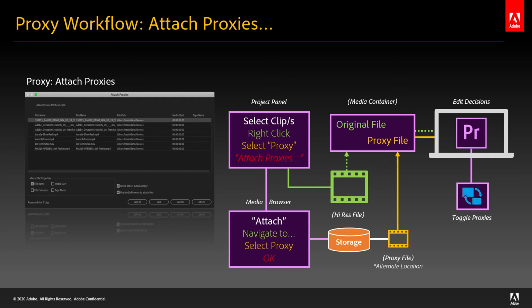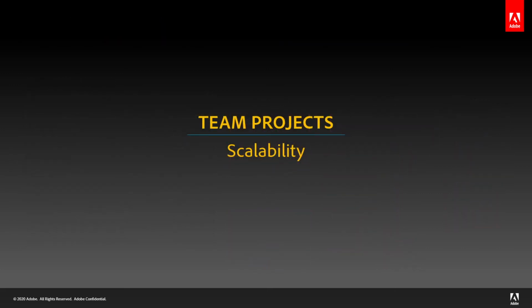When the toggle proxies icon is on, proxy attached clips will be using proxies for playback. You can see how the toggle has changed the orange proxy file to an unbroken line, and the green source file is now a dotted line, indicating that the toggle proxies function is turned on and using proxies for playback. If a project has a mix of attached proxies and source-only clips, Premiere Pro allows playback from the mix based on what's available. Team Projects Scalability.